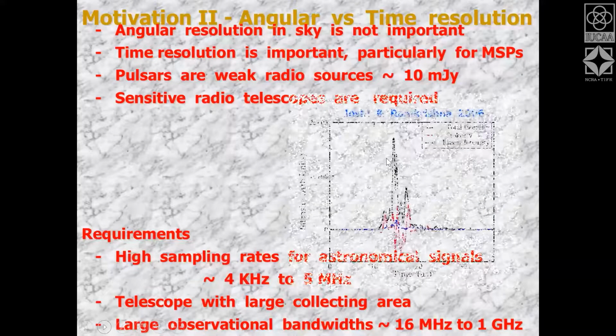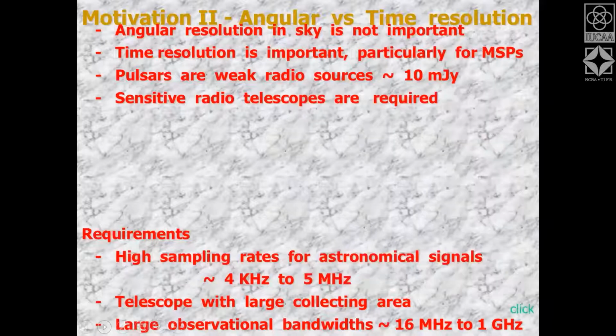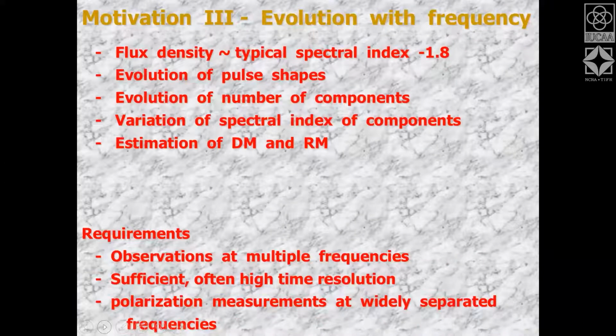Okay. Time resolution also becomes important in other studies where there is structure within the pulse. And this is an example of the giant pulse in the Crab pulsar, where you can see not only the structure, but also the circular polarization in the pulsar. So time resolution is important, and we need instruments which can give you that time resolution and very large telescopes.